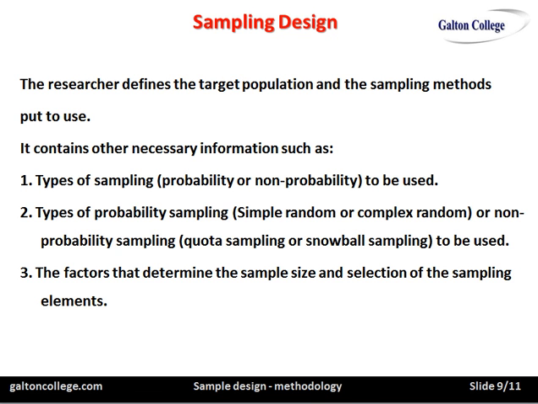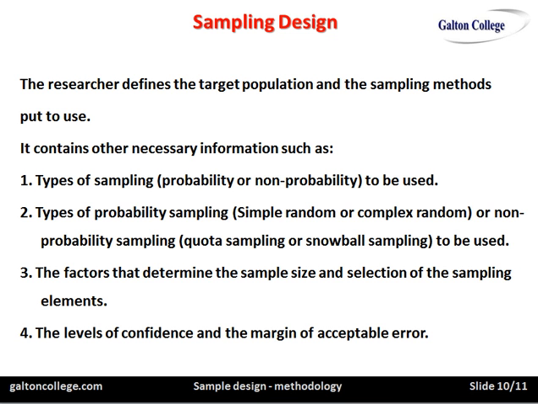The factors that determine the sample size and selection of the sampling elements should also be discussed here. How big should the sample be? Should it be 30, 50, 10? It depends. Depends on how precise the information is to be. How reliable is the information in terms of its indication of what the population is like. So the sample size should be discussed in this section and it should be calculated if possible.